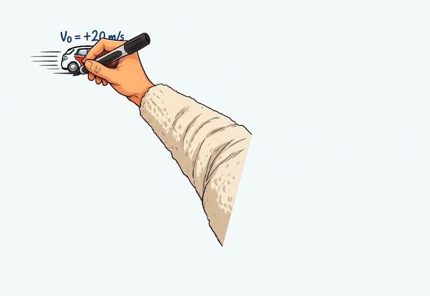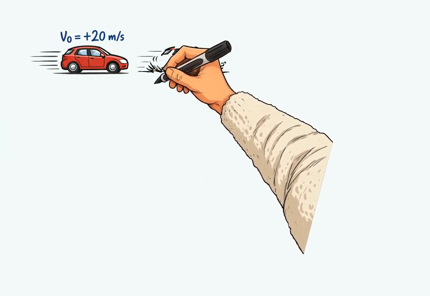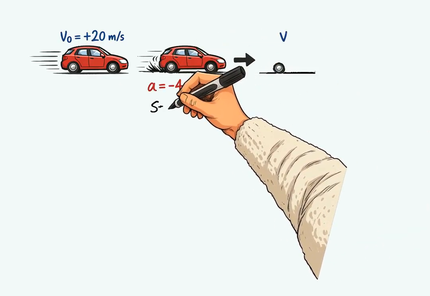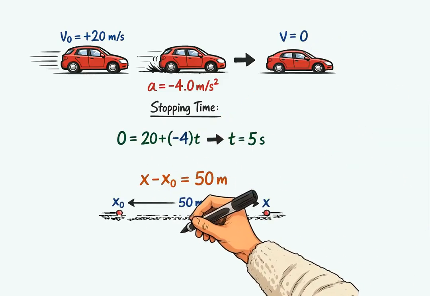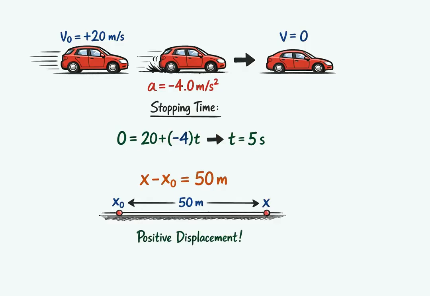Before using any equation, it helps to write what you know with signs. If a car moves right at 20 meters per second and brakes with constant acceleration, a equals negative 4.0 meters per second squared until it stops, then v naught equals plus 20 meters per second, v equals 0, and a equals negative 4.0 meters per second squared. For stopping time, v equals v naught plus a t is tailor-made. 0 equals 20 plus (negative 4.0) t, therefore t equals 5.0 seconds.